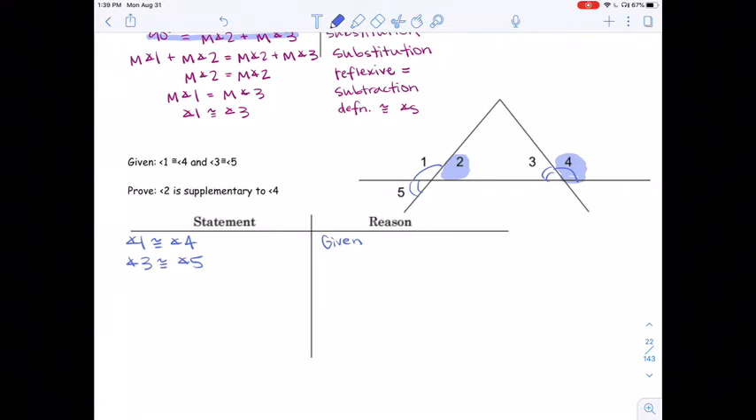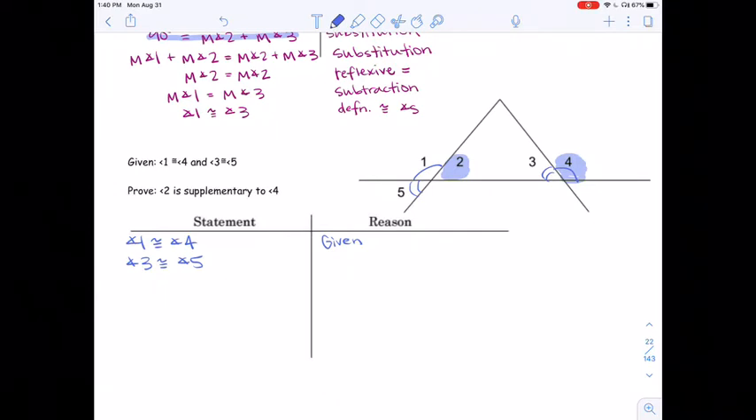I need to bring angle 2 in somehow. And the way that we can bring angle 2 in legally is either by way of vertical angles or by way of a linear pair. So either one will work. But I've got to bring in this word supplementary somewhere. Okay, so let's start out with what we know with angles that we already have.